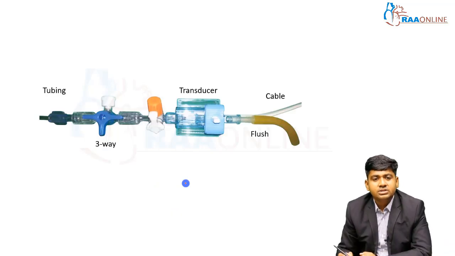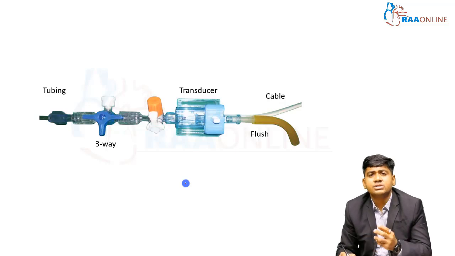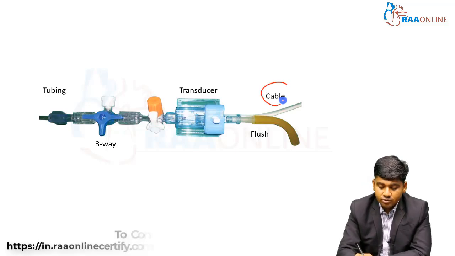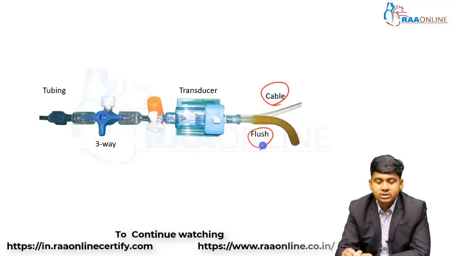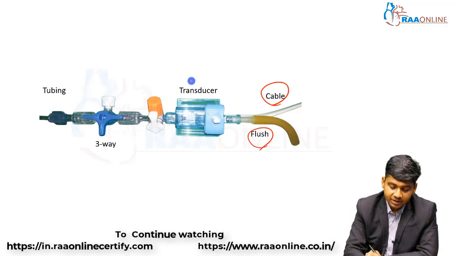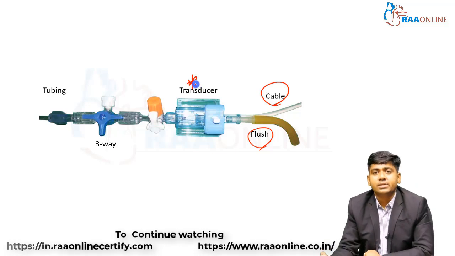So this is the component. See the tubing, there is a three-way connector through which we can put the infusion saline through one line, and we can connect the transducer. And there are two cannulas. One is connected to the arterial cannula and another is connected to the flush system. So this is the transducer. This is the main component of intra-arterial blood pressure monitoring.